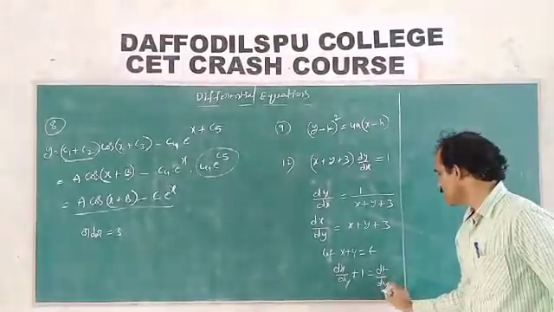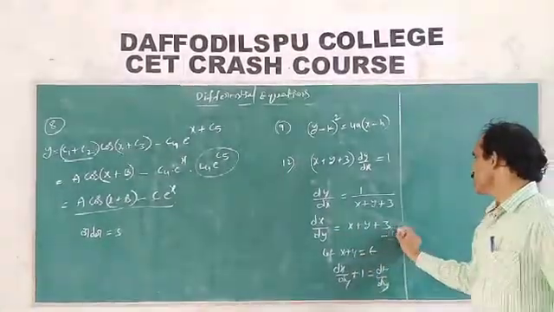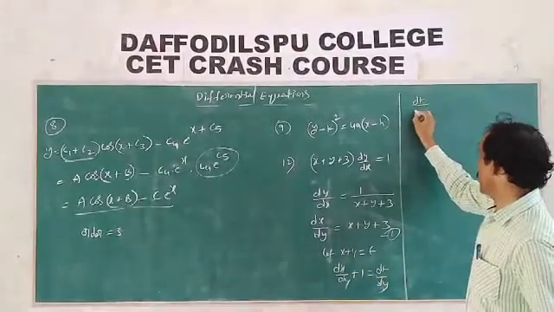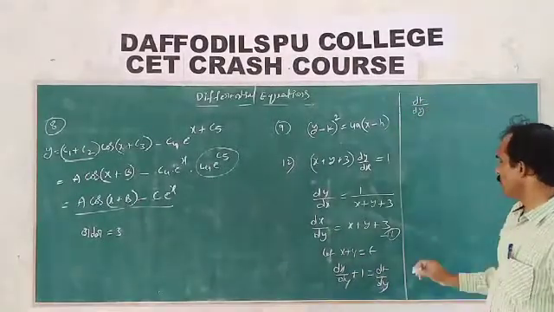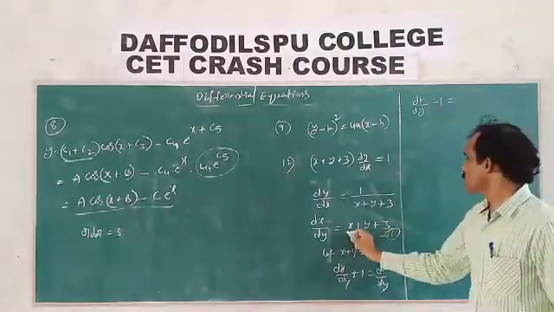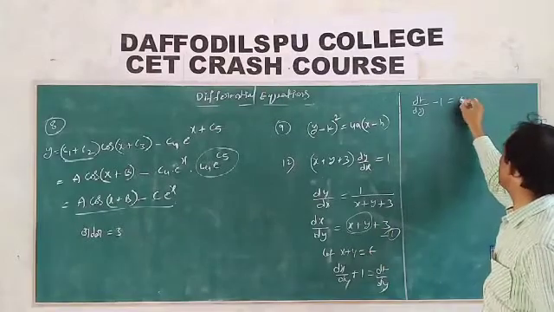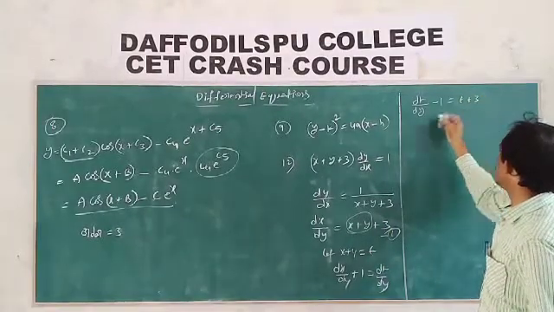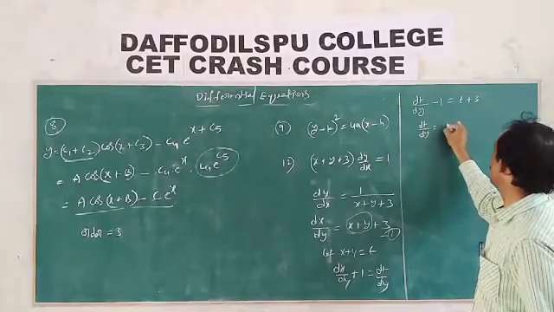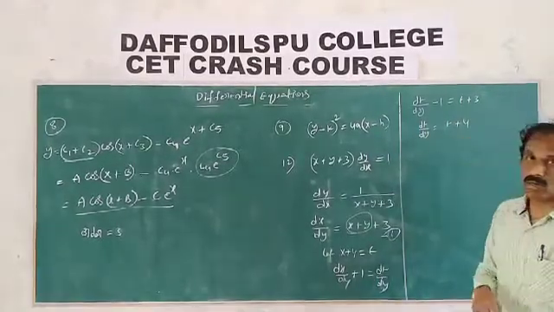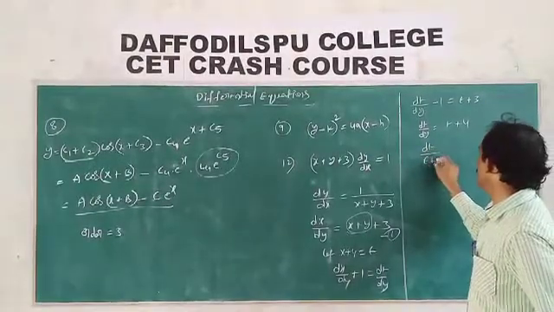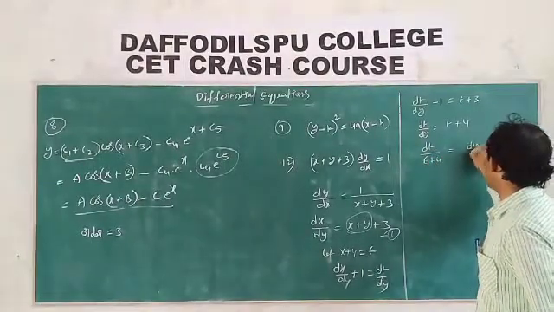Replacing this, what is dx/dy? It is dt/dy minus 1, which is equal to x plus y plus 3, and x plus y is t, so t plus 3. Therefore, dt/dy is equal to t plus 4. That implies dt/(t plus 4) is equal to dy.